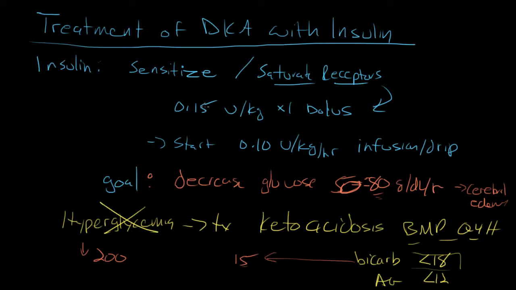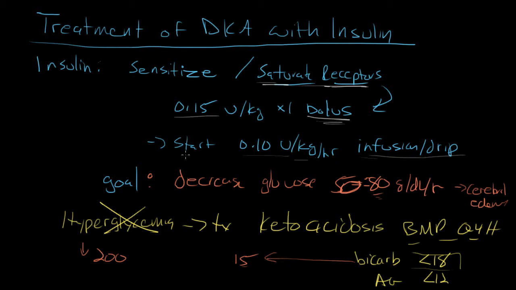Now, the first thing to be aware of is that people in DKA are going to have decreased sensitivity to insulin. So you want to start off by saturating the receptors of the body with tons and tons of insulin, so that when you start treating them on their insulin drip or infusion, it will start working. And this is why we usually begin with giving them a bolus of insulin calculated at 0.15 units per kilogram, and after we do that bolus, we start them at an infusion rate of about 0.10 units per kilogram an hour of our infusion drip.